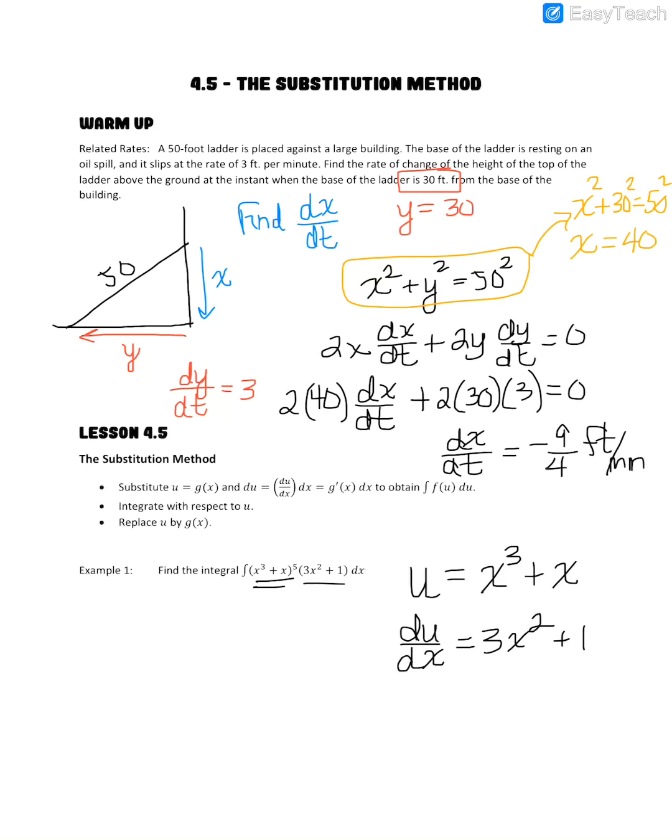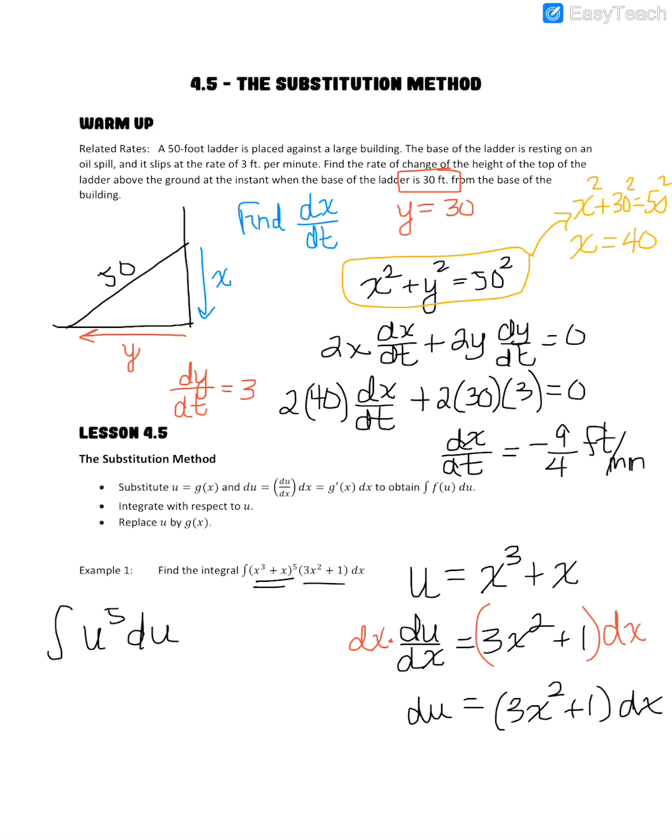Now I'm going to multiply both sides by dx. So now I have du is 3x squared plus 1 dx. Now I'm going to substitute into my integral, and I want everything to get substituted. I cannot have any x's left. So let's look here. Integral of, this first part, x cubed plus x, that's u. The 3x squared plus 1 dx is my du, and now look at that. Wow, super simple integral. Integral of u to the 5th du.